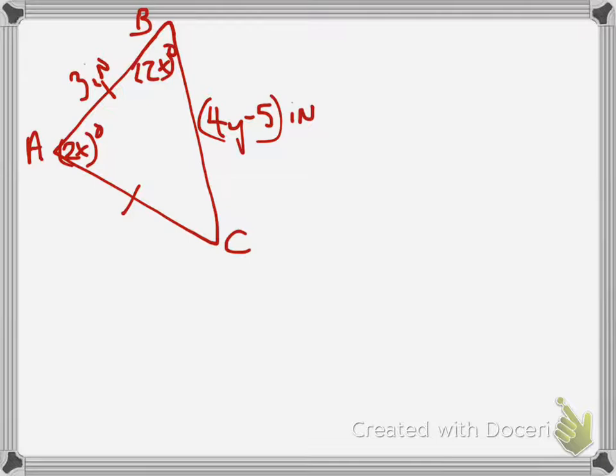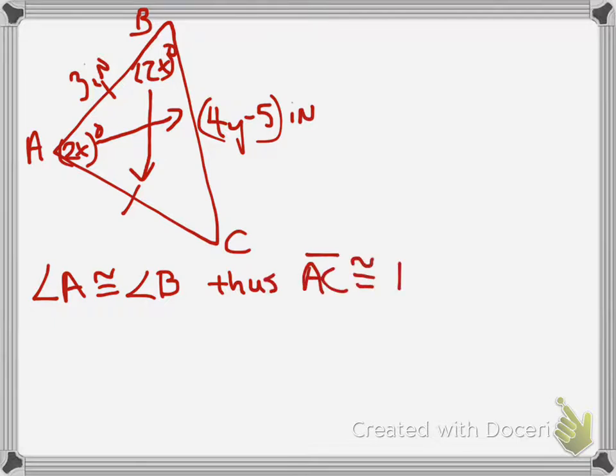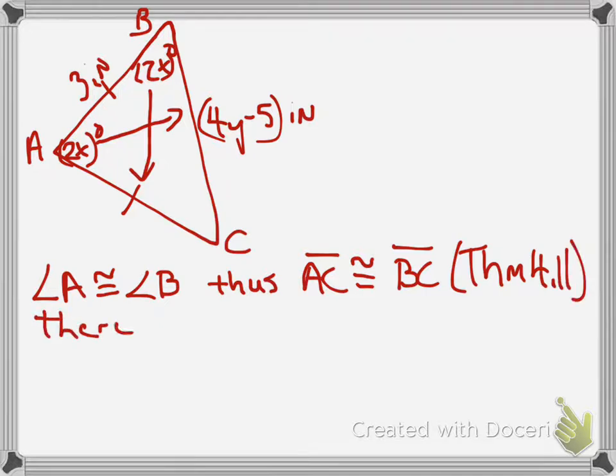Anyways, all right. So here we have an isosceles triangle. They want you to find the missing sides. Now, pay attention here. Notice which two sides I've included. By doing this, I'm saying that angle A and angle B are congruent. That means this side and this side are congruent. So AC and BC are congruent, which then allows me, based on Theorem 4.11, to say that all three sides are congruent. Therefore, this is an equilateral triangle.